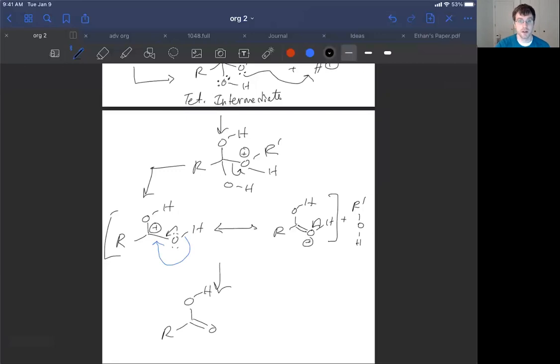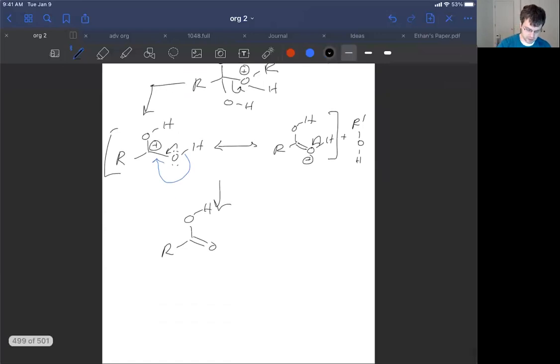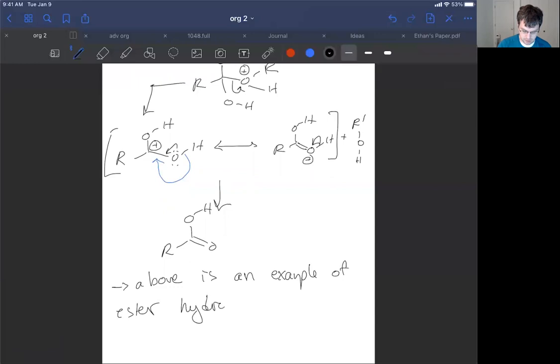Now, what we should recognize is that this is under acidic conditions. So the above is an example of ester hydrolysis under acidic conditions. And they're acidic conditions because H plus was present.